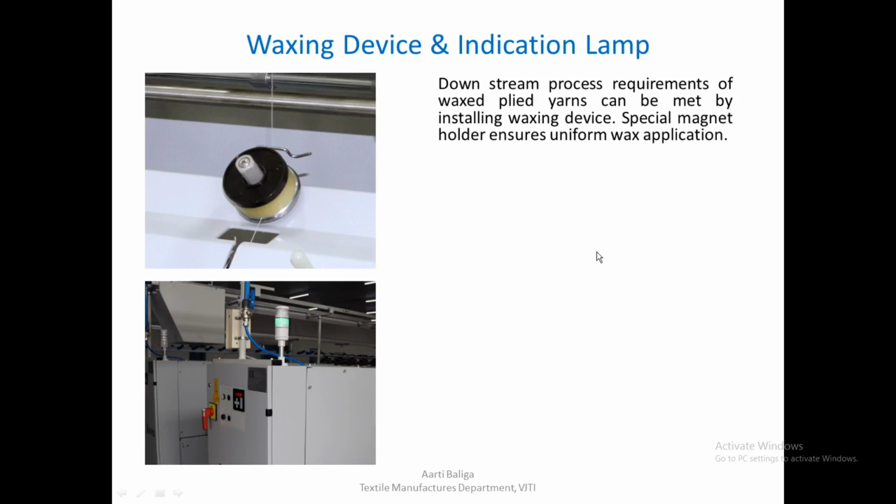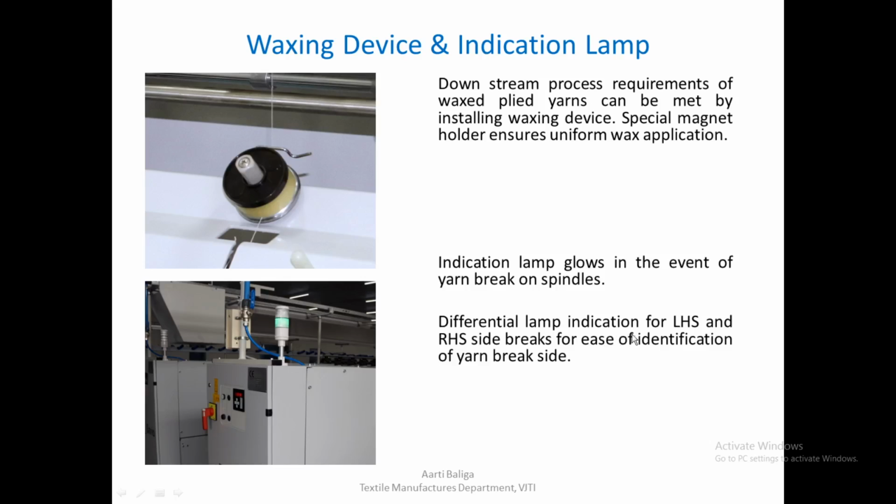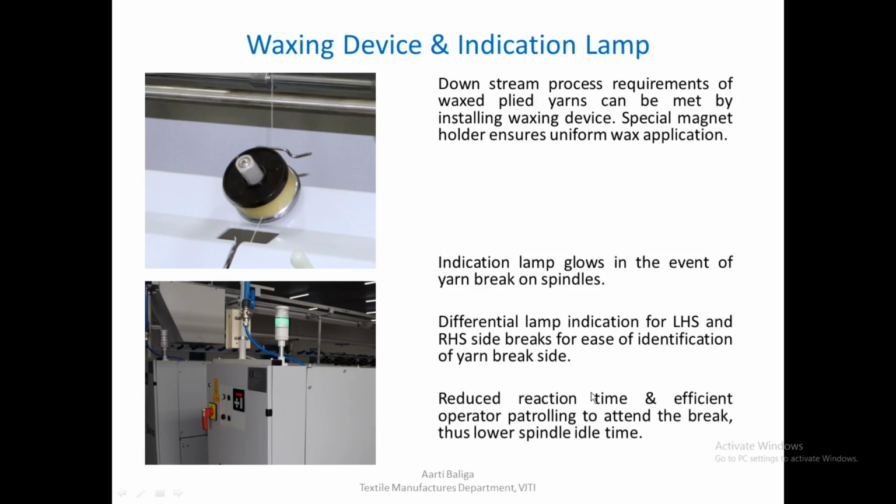Then we look at the indication lamps. The indication lamp glows in the event of a yarn break on spindles. Differential lamp indication for left hand side and right hand side breaks is for ease of identification of the yarn break side. It also reduces reaction time and enables efficient operator patrolling to attend the breaks, thus lowering spindle idle time. So these are the advantages of having indication lamps which glow and immediately indicate the breaks.